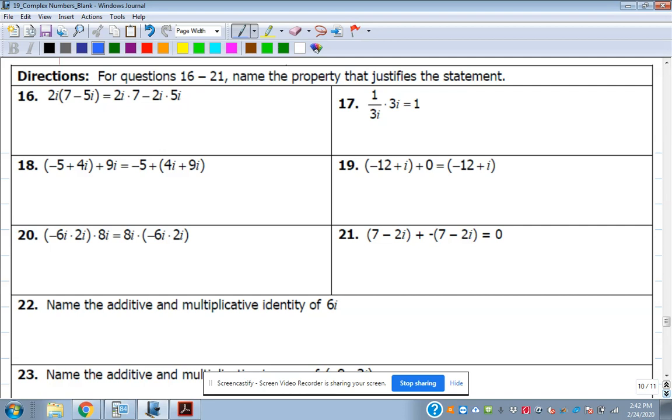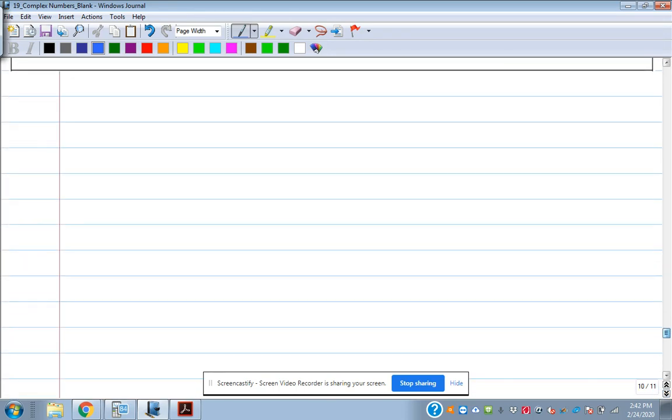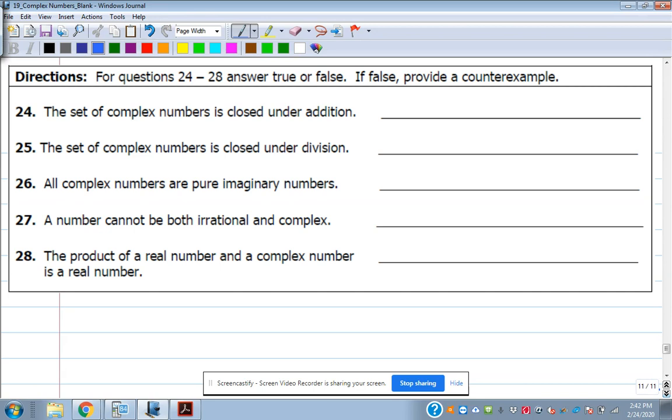Okay. Let's skip on down there to 24 about the closure property. That's the one a lot of folks struggle with. Closure property. What does it mean to be closed on a set of numbers? Yeah, whatever you start with is the kind of number you end up with. So number 24 says a set of complex numbers is closed under addition. So if I add two complex numbers together, do I get a complex number back? Can I come up with an example that does not?